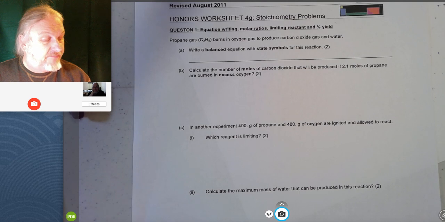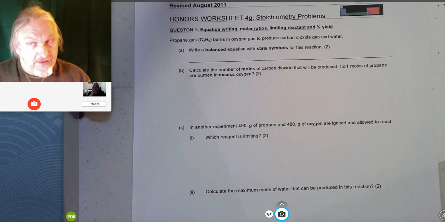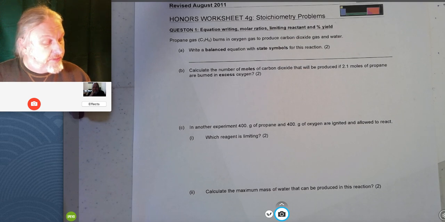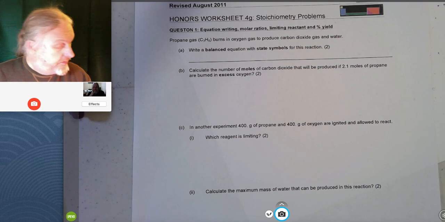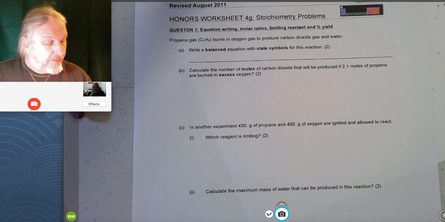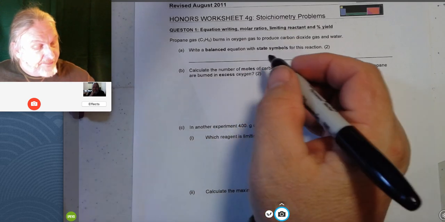This is worksheet 4G, Stoichiometry Problems. It's a fairly short worksheet, only about 5 pages, but it's going to look at a couple of things. There are a lot of good concepts in this worksheet that are going to help us out.